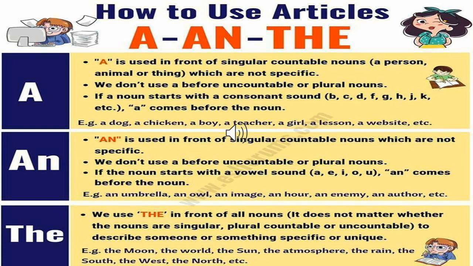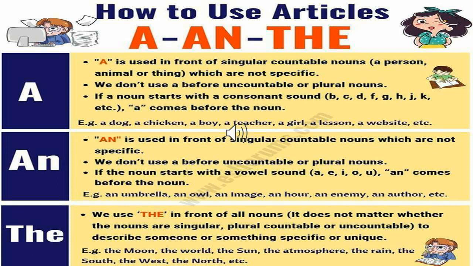How to use articles a and the. A is used in front of singular countable nouns. It is not used before uncountable or plural nouns. If a noun starts with a consonant sound, a comes before the noun. For example, a boy, a teacher, a girl. Next, an. It is used in front of singular countable nouns which are not specific.